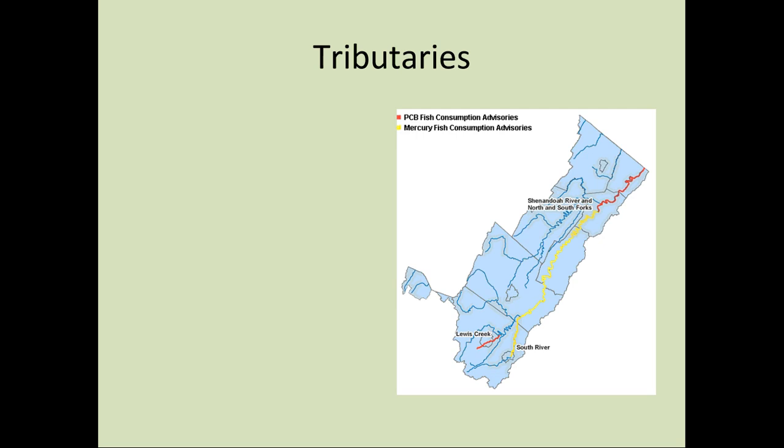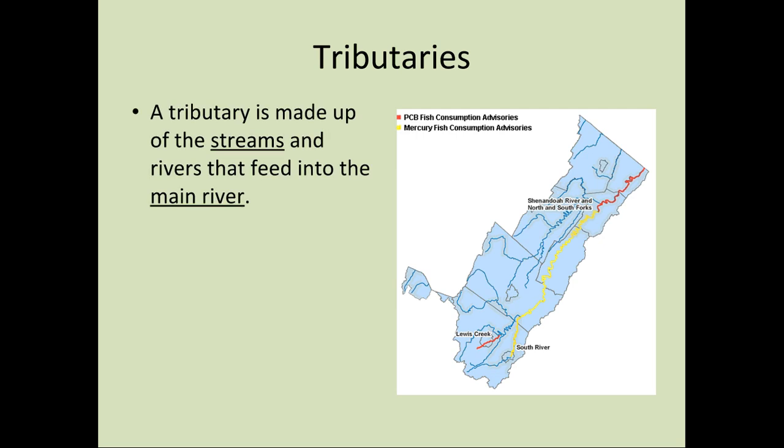These small streams are called tributaries. A tributary is made up of all the streams and rivers that feed into the main river. If you live in Stephens City, you may have a small stream running through your neighborhood, known as Wright's Run. Also, the Opequon Creek runs through our area. These are just some small tributaries that eventually end up in the Shenandoah River.